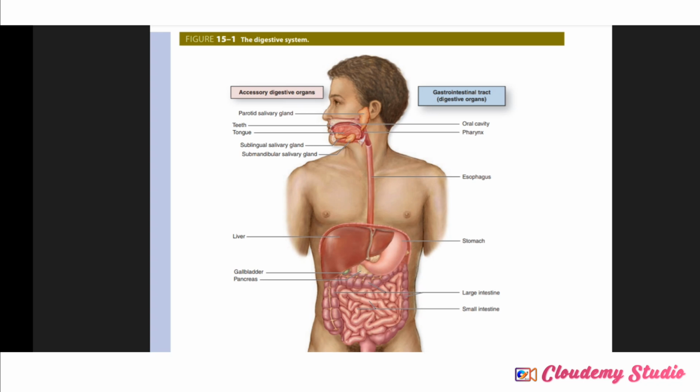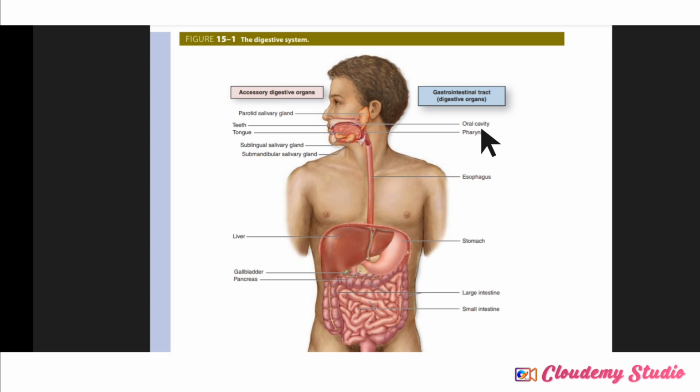Now, these glands include the salivary glands, the sublingual salivary gland, and the submandibular salivary gland. All of them are inside the oral cavity. We also have some structures that help in digestion, for example, the teeth and the tongue. Then we have the pharynx itself.